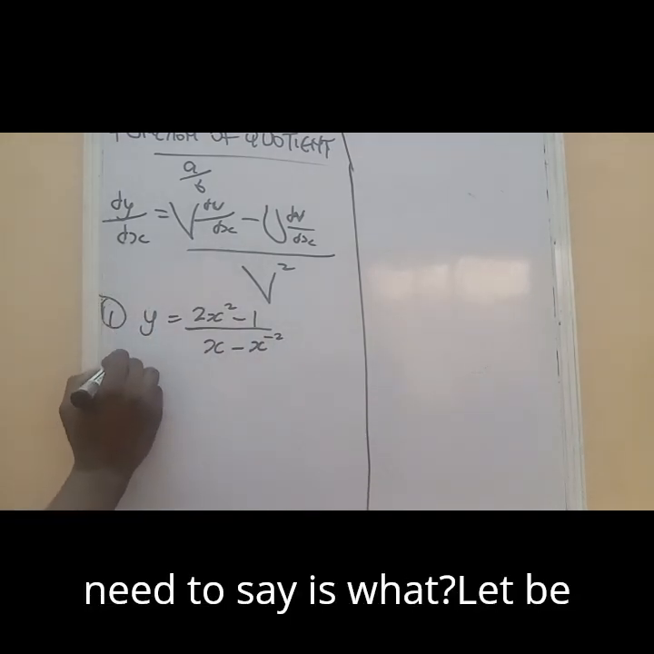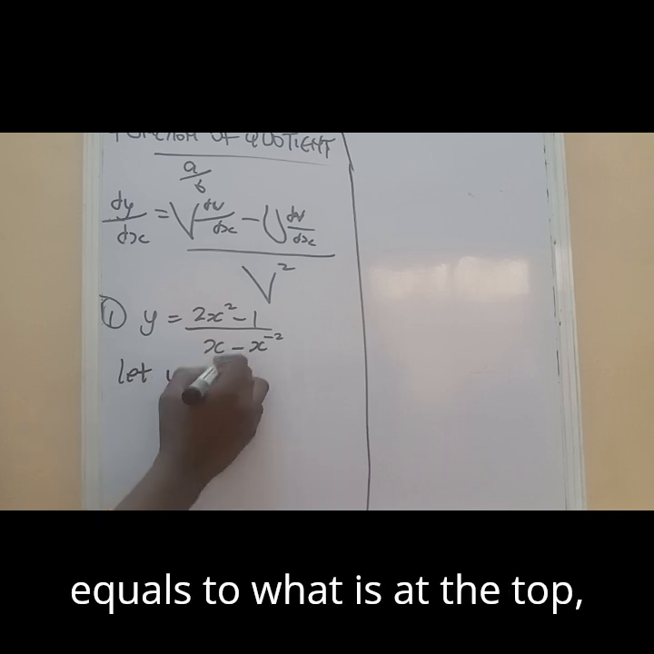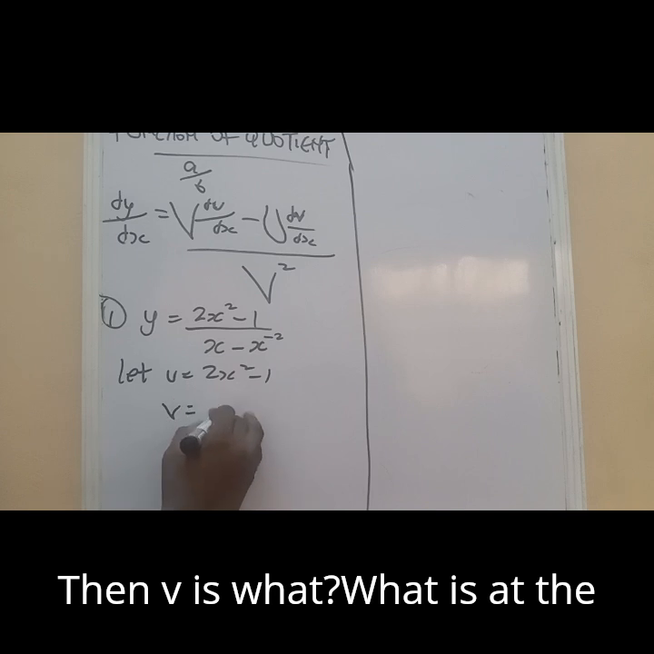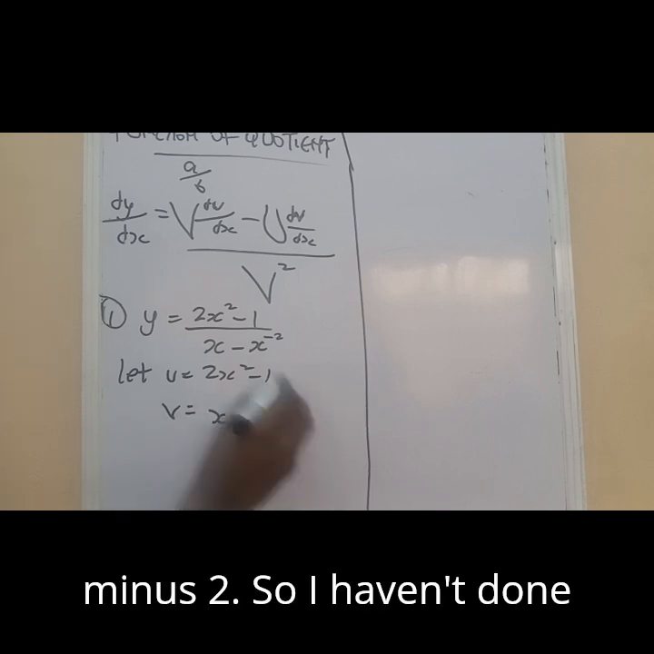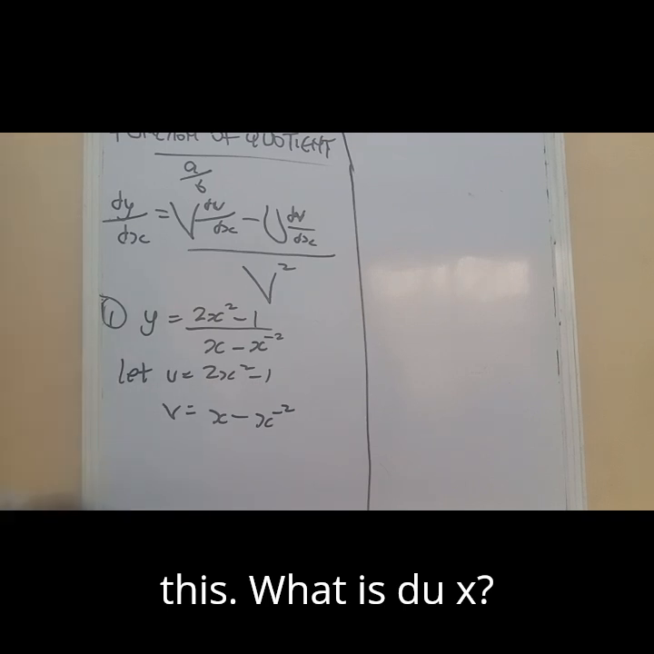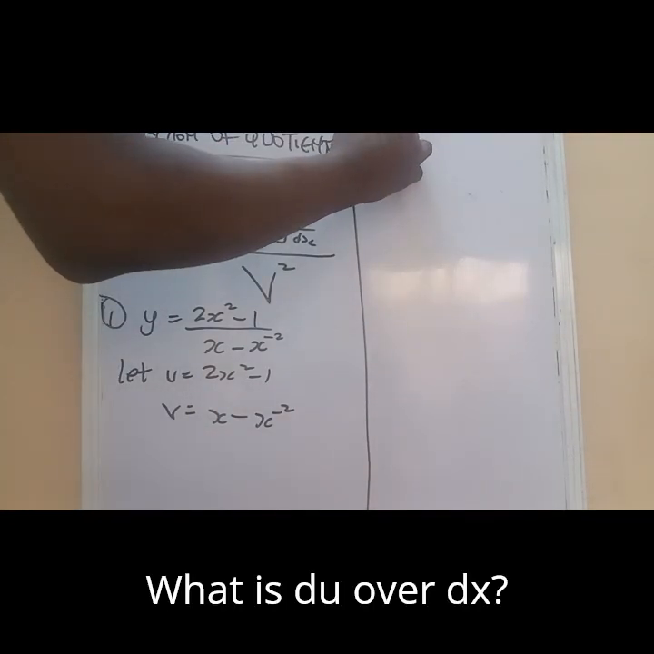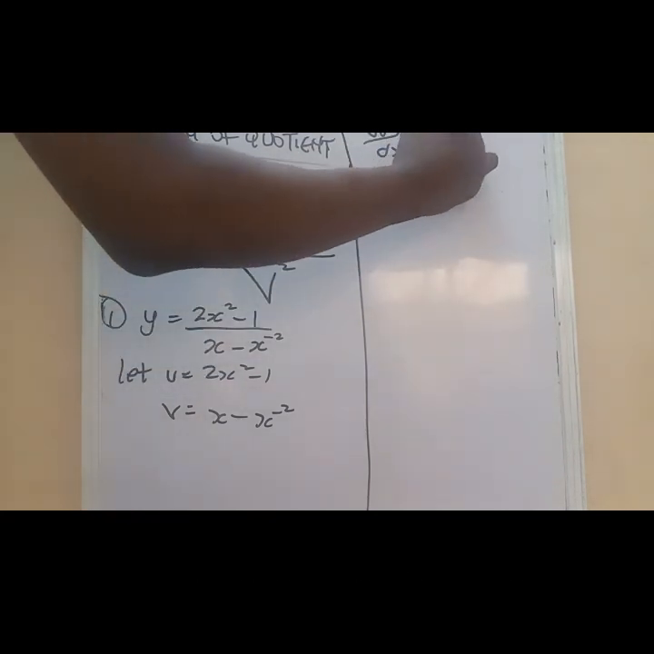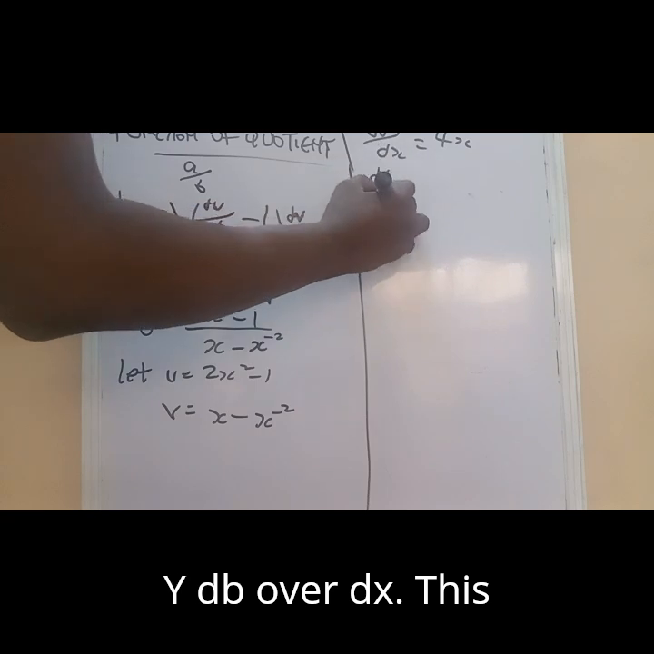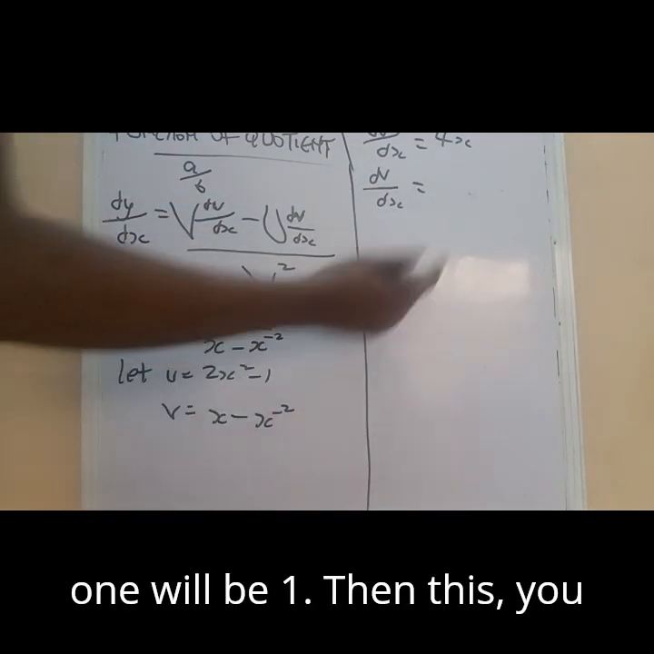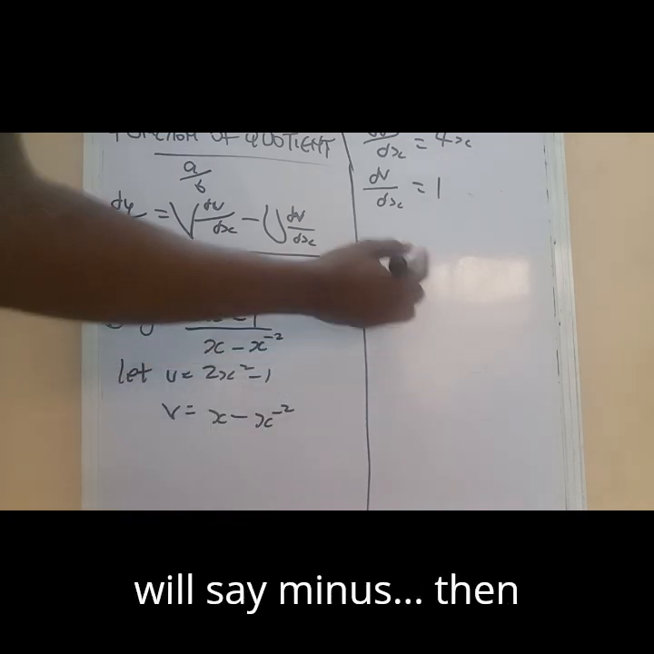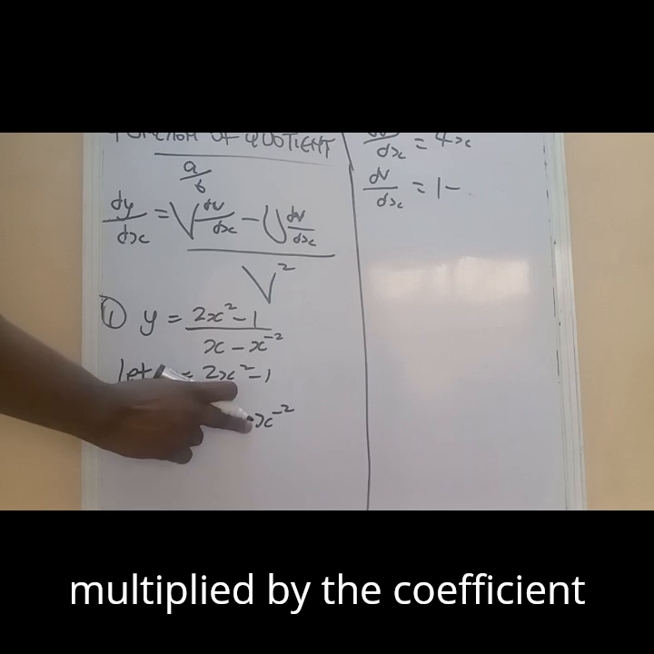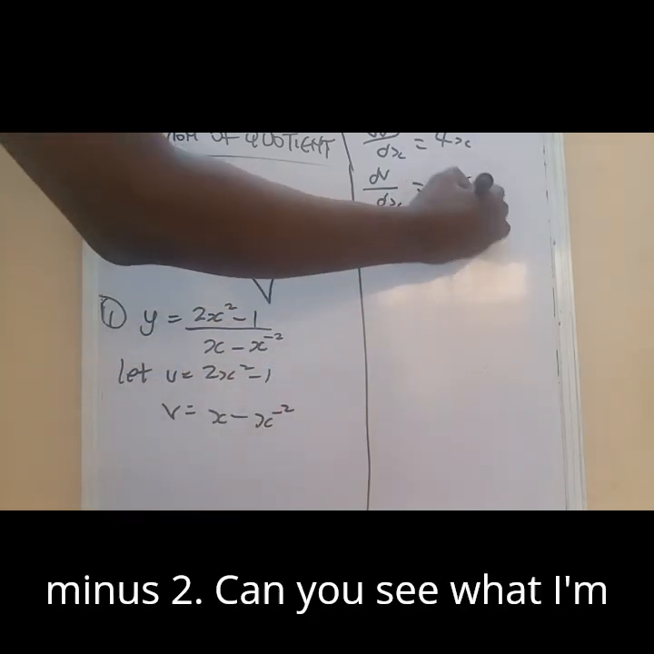Now how do you do this? All you need to say is, let u equal what is at the top, which is 2x squared minus 1. Then v is what is at the bottom, x minus x raised by minus 2. So what is du over dx? du over dx is 4x. Why dv over dx? This one will be 1. Then you say minus, then differentiate this: minus 2 multiplied by the coefficient of x here, which is 1. That will be minus 2.